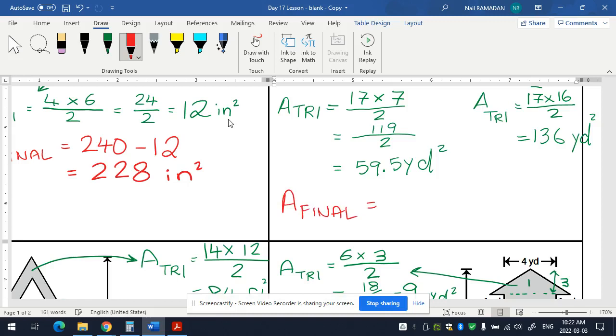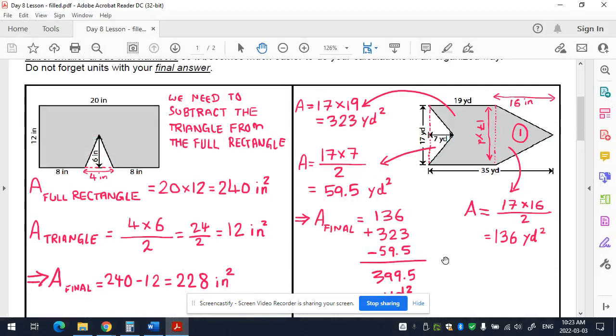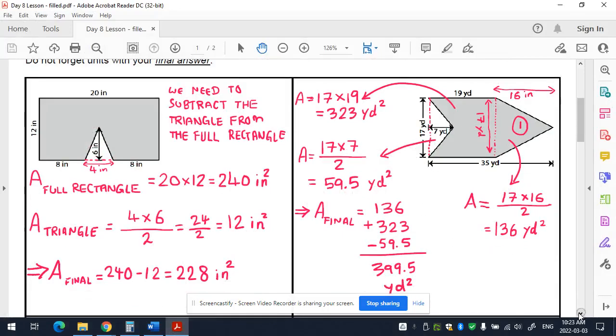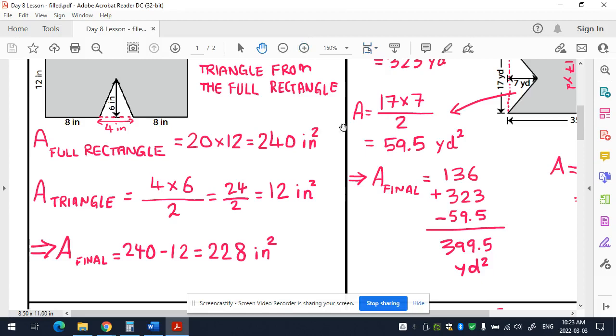A final equals. What was the area of the rectangle? 323. By the way, you can subtract first or you can add. I'm gonna add first. So 323 plus 136, and then you minus 59.5. Some people like to minus first because it seems to them that it's eating first and then adding. Doesn't matter. You get the same answer. Equals. This is it. That's the final answer.